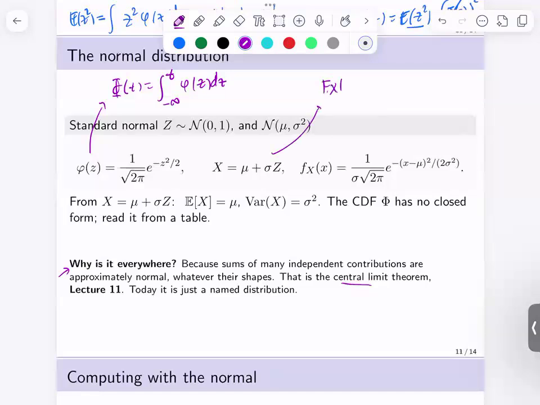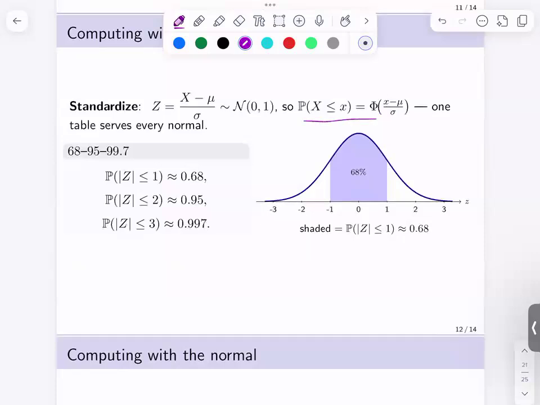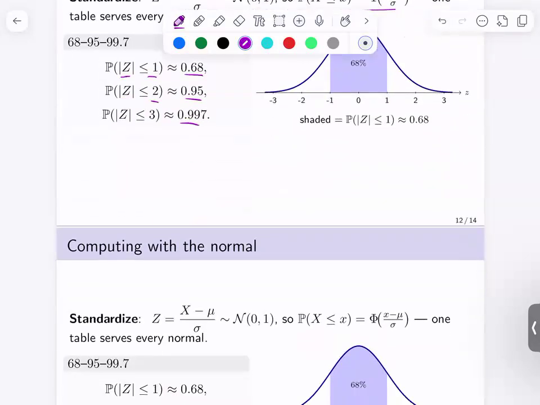The CDF of this one would be Phi of x minus mu divided by sigma. This is again easy to see. And then it's tabulated, so the probability that a standard normal is less than 1 is like 0.68, and less than 2 would be 0.95, less than 3 would be 0.997. I guess you most likely know these things.